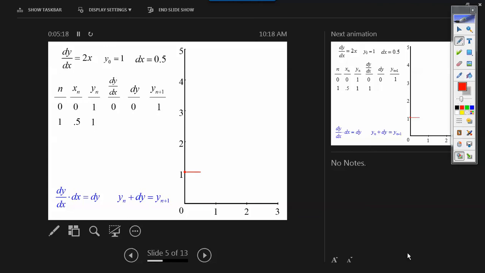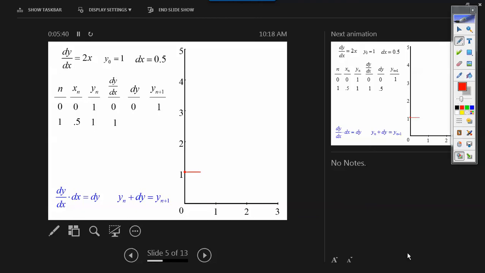So my new y is 1, so I just carry that down to the next row. So now I'm at 0.5, 1, which is right over there. Now what do I need to do? Repeat the process. I need to calculate my slope. So now I've moved over to here, and now what's my slope? Okay, so we're going to plug it in. What do we plug in? We plug in the x, 0.5, which is 2 times 0.5? 1. So our slope is 1.